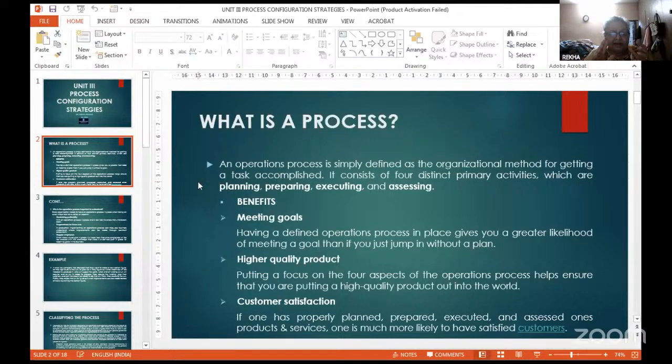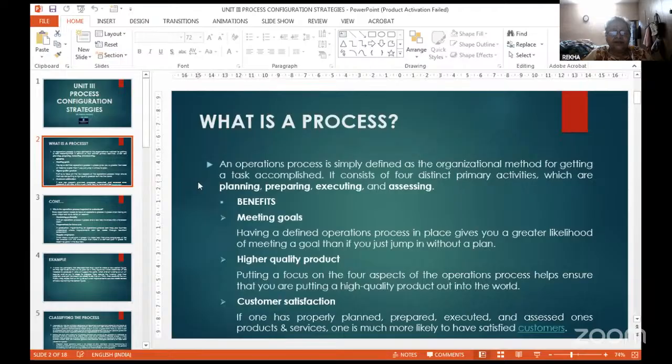First, you plan how you are going to do it. Then, according to your plan, you start preparing for it. Then, once you have made the preparation, everything is ready. Then you execute it, and then you assess and see whether everything is going according to your plan or not. What are the benefits?